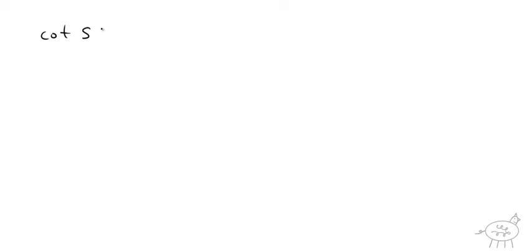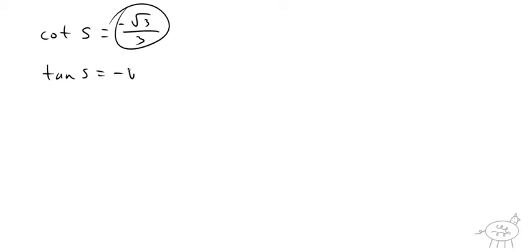Cotangent of s is equal to negative root 3 over 3. So what I would do if I were you, math fans, is rewrite it. It's a ratio. Rewrite it. Tangent of s equals, if I do the reciprocal, you almost should know, just negative root 3.